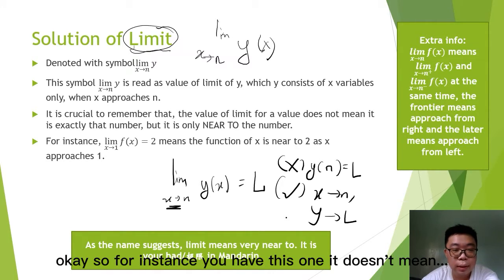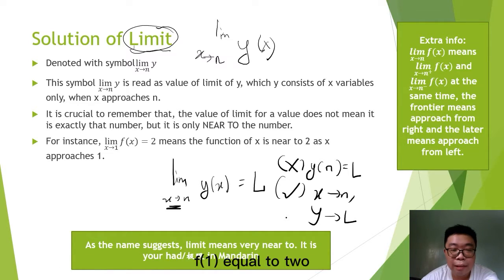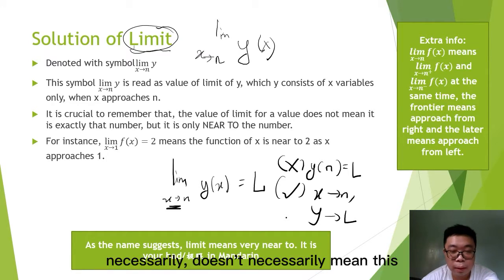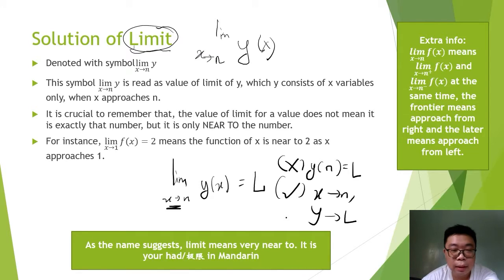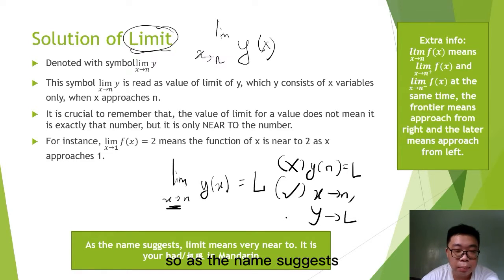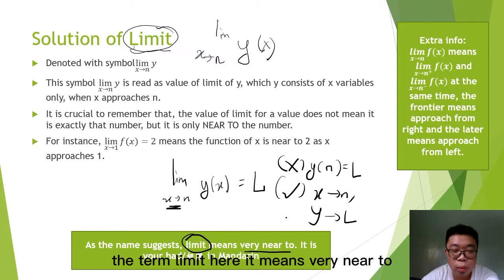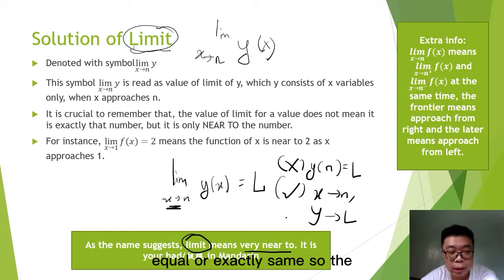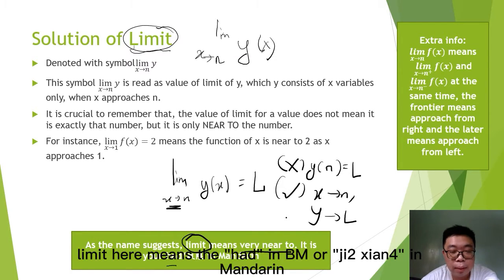Okay, so for instance, you have this one. It doesn't mean f(1) equals 2. It doesn't necessarily mean this, but it means when x approaches 1, the f value will approach 2. As the name suggests, the term limit here means very near 2. So it doesn't mean you are equal or exactly the same. So the limit here means 极限 in Mandarin.